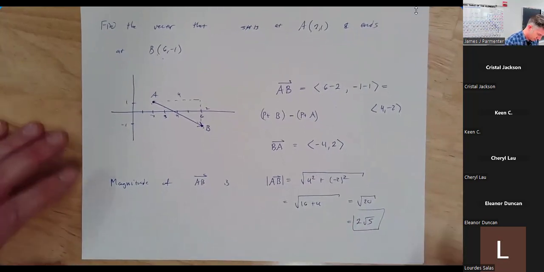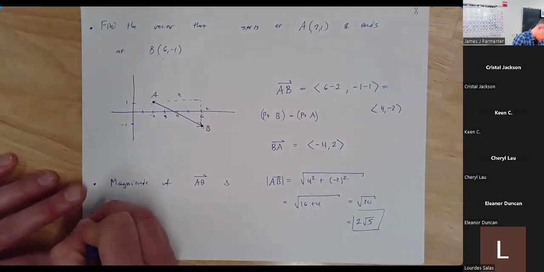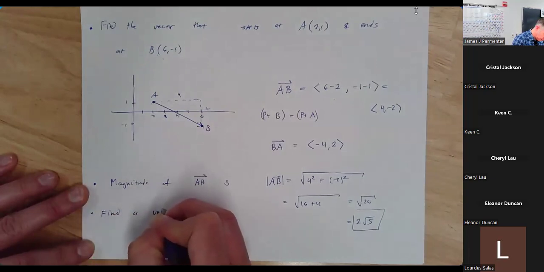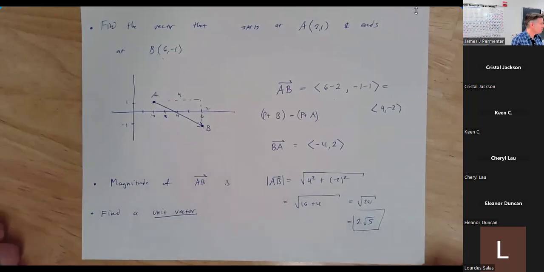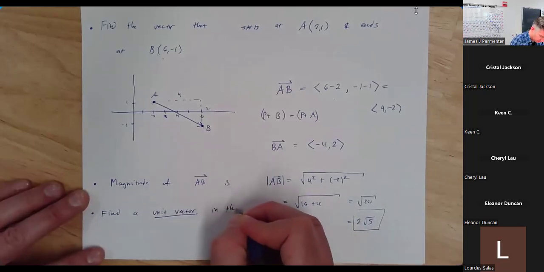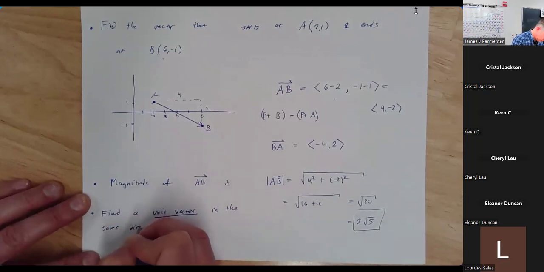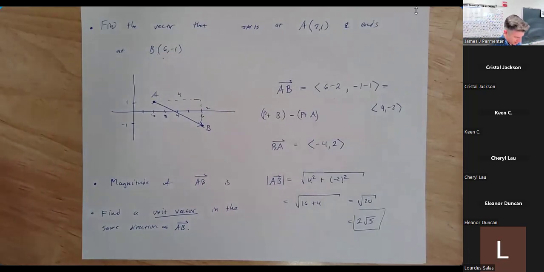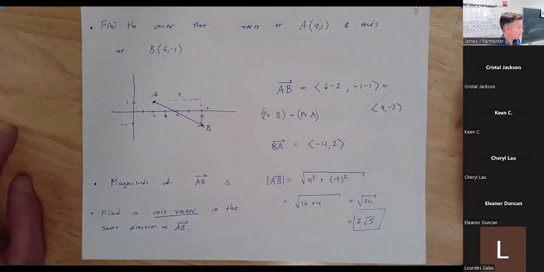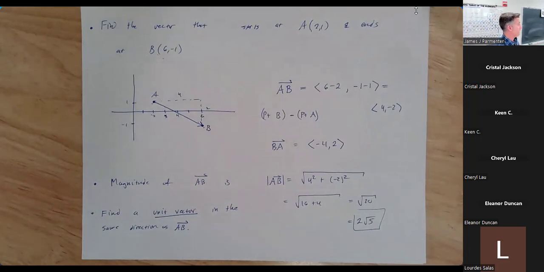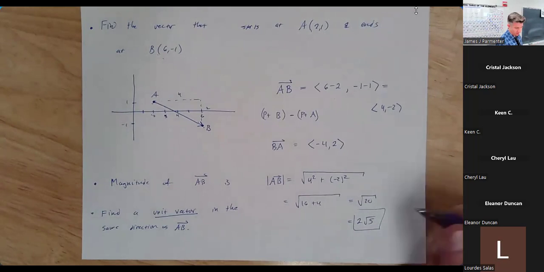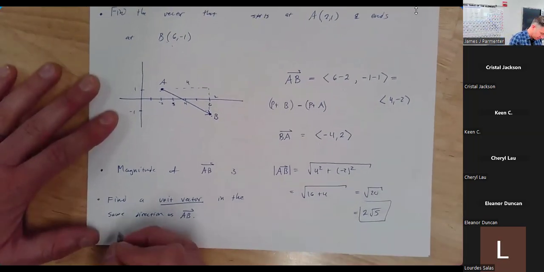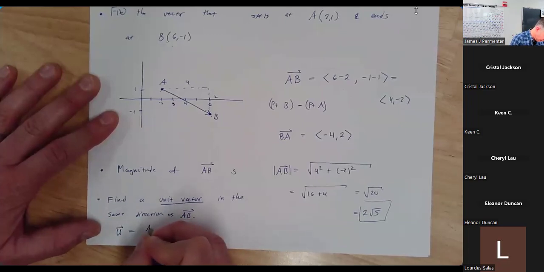Maybe enough room. Find a unit vector. What's a unit vector? Length 1 in the same direction as AB. So AB has a length of the square root of 20. I want a vector that points in the same direction as AB, but has a length of 1. And to modify the length of a vector, you can multiply or divide it by whatever numerical value you want. So if I want a vector of length 1 in the same direction as AB, that vector, I'm going to call it U, is equal to the vector AB divided by the magnitude of the vector AB.